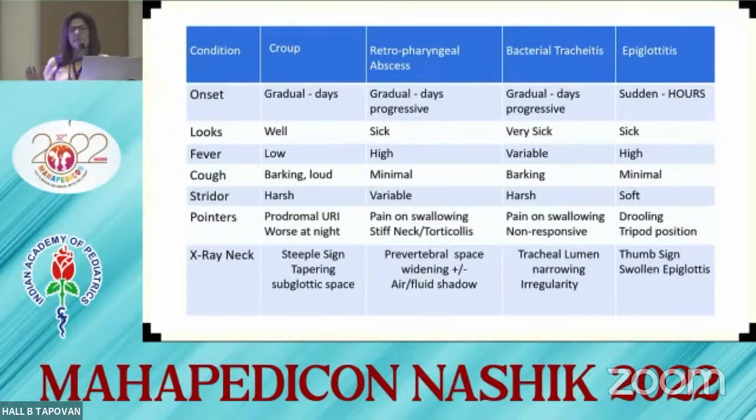And this is a simple table which can help you differentiate croup from a retropharyngeal abscess, bacterial tracheitis and epiglottitis. So our kid here, he was an active, playful child with a noisy breathing, which appeared painful, but which actually was not because the child was playful. The onset in a croup is gradual over days, maybe 2-3 days. He looks well. There may be mild fever.